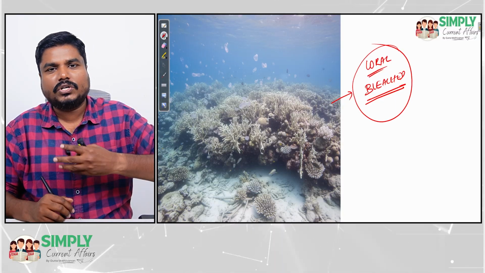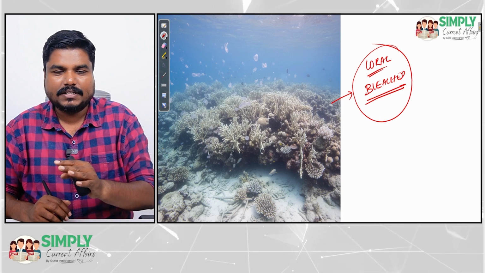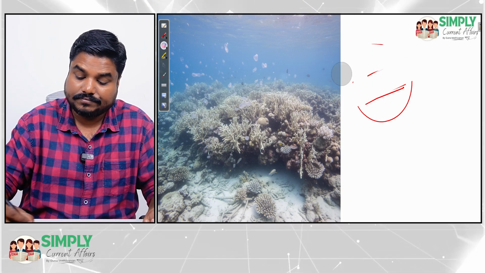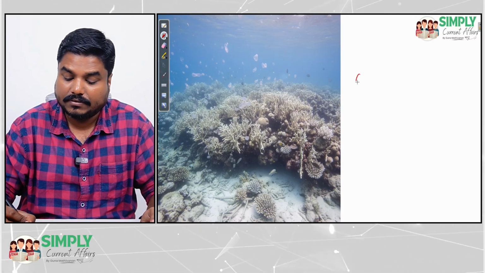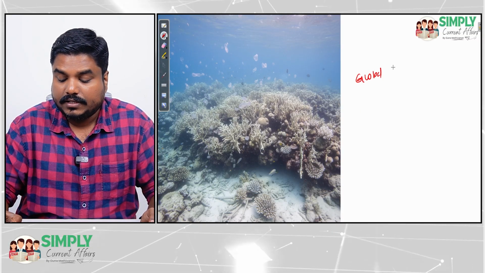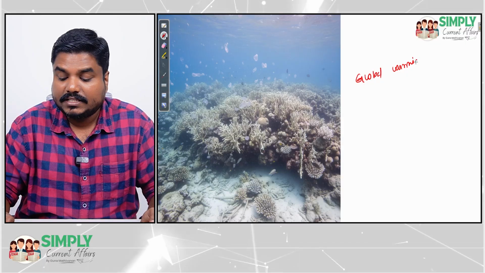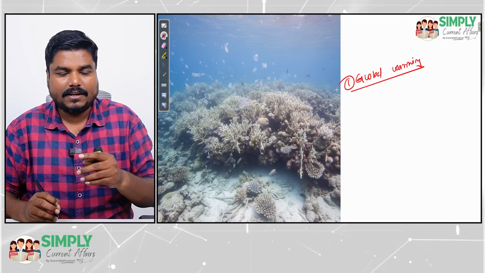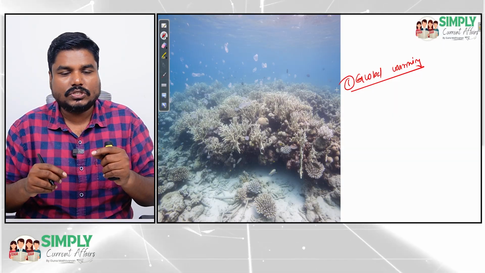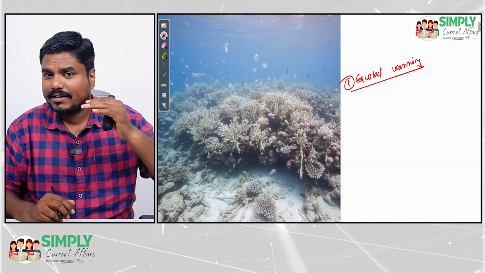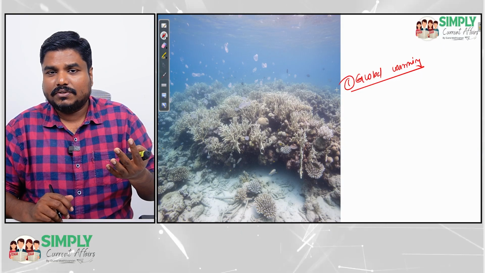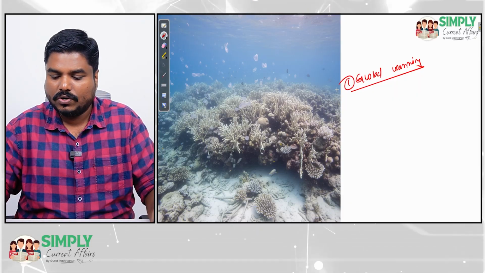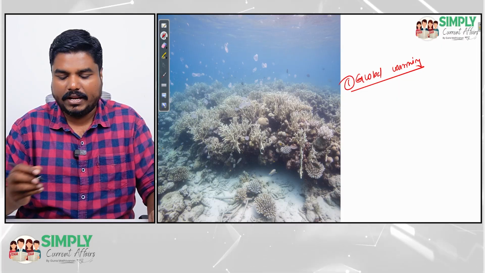This is called coral bleaching. The corals will not do it wantedly. This happens because of certain reasons. For example, global warming. When the ocean temperature increases, the zooxanthellae, the algae, are so sensitive that they cannot tolerate that increase in temperature. So this results in expulsion of these algae from the corals. So global warming can lead to coral bleaching.